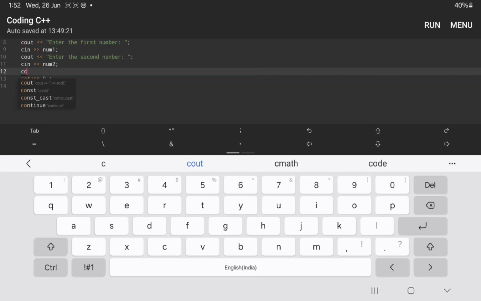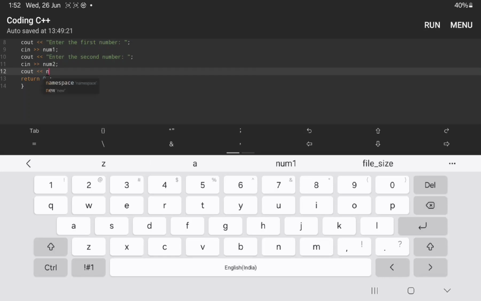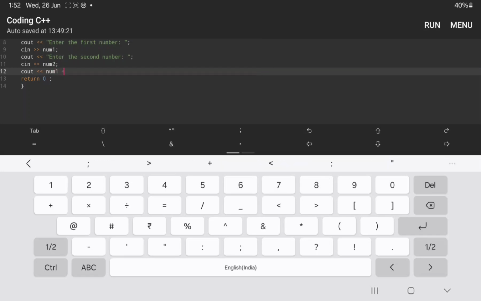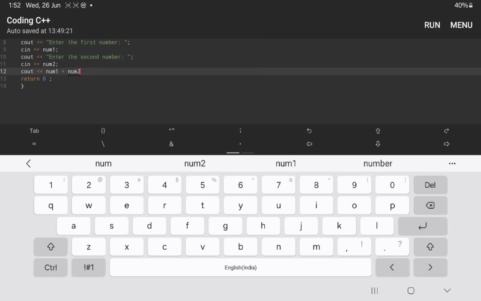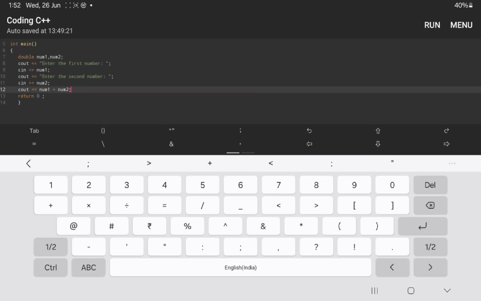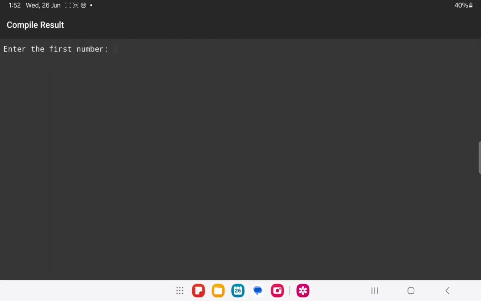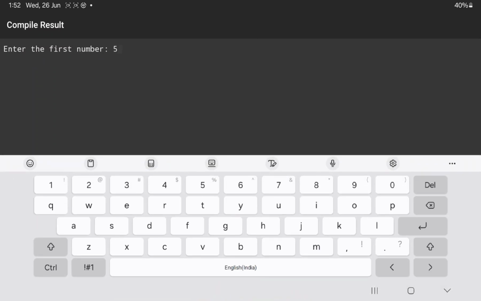Down I am going to write cout and print out everything. For example, if I keep num1 plus num2, semicolon, and now if I go run it, okay, let's keep 5. Let's enter the second number as maybe 6. The output should become 11.